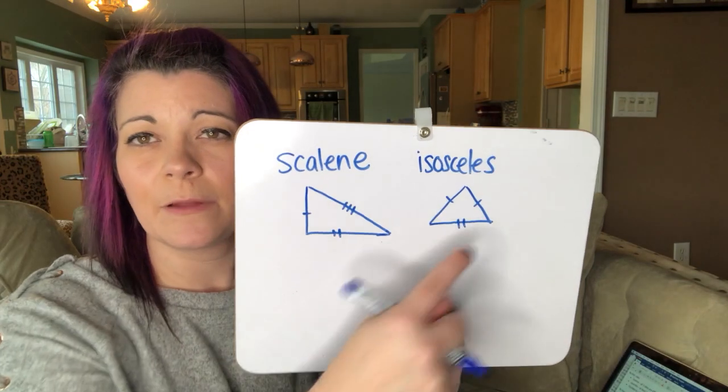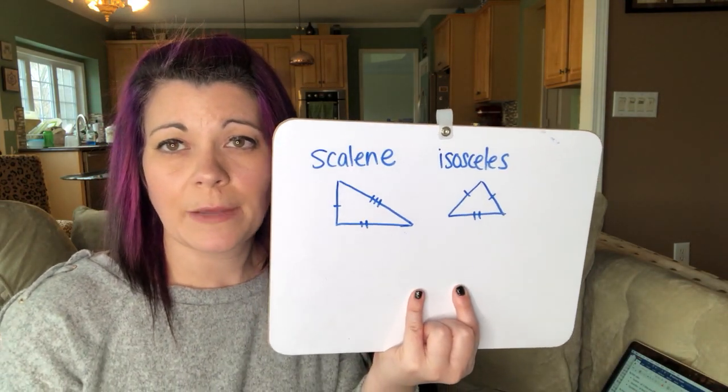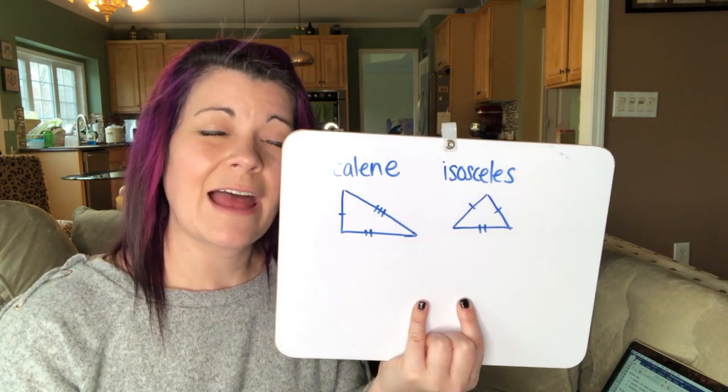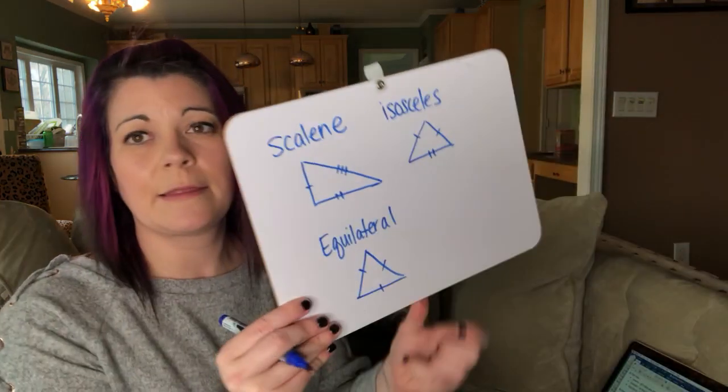The next one we have is what you call isosceles. Isosceles triangle, 2 out of the 3 sides are the same length, okay? Scalene, all 3 are different, and isosceles, at least 2 are the same length. And then last is called equilateral. An equilateral triangle has all 3 sides the same length.